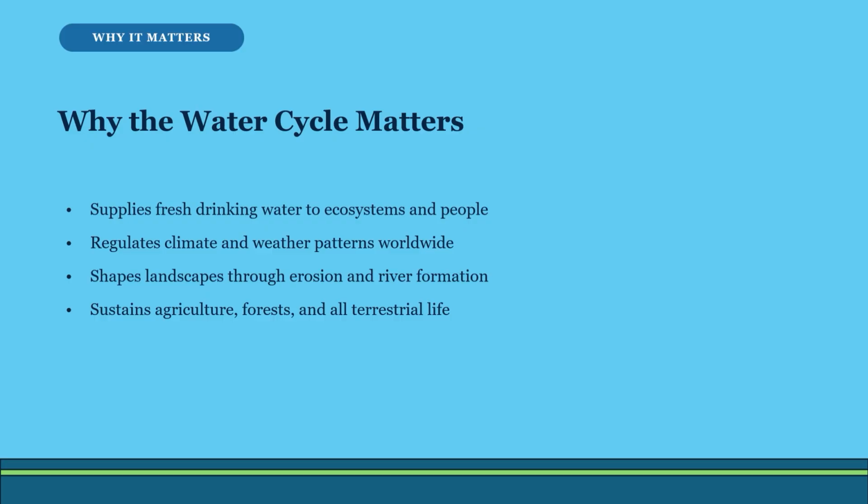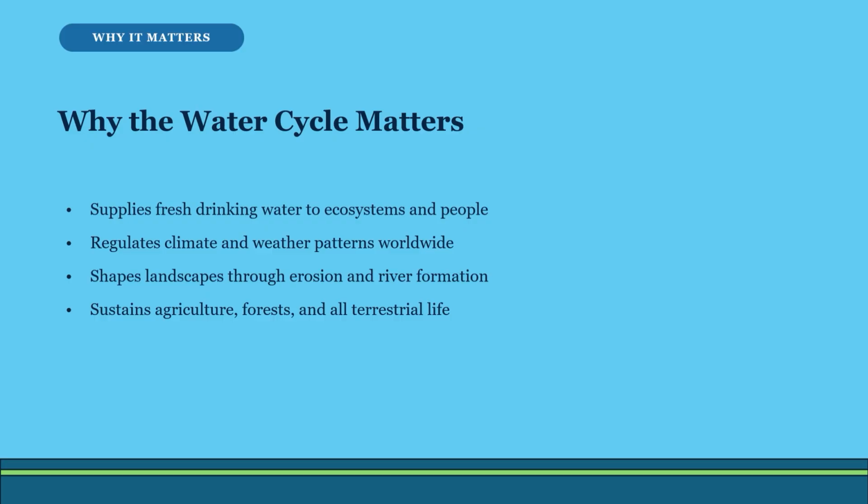And the second thing is that it regulates climate and weather patterns. The changing of weather and climate is being caused by what? By the water cycle. And the third point is that it shapes the landscape through erosion. Whenever you see erosion on the surface of the earth, it is the water cycle that causes it through rain falling. The rain falling is the precipitation stage.